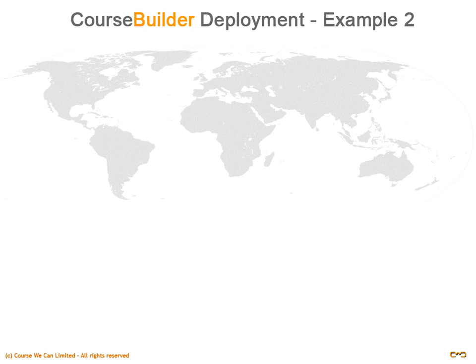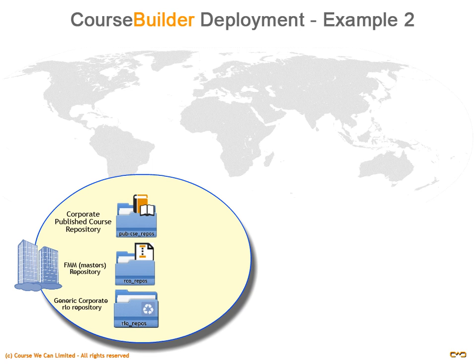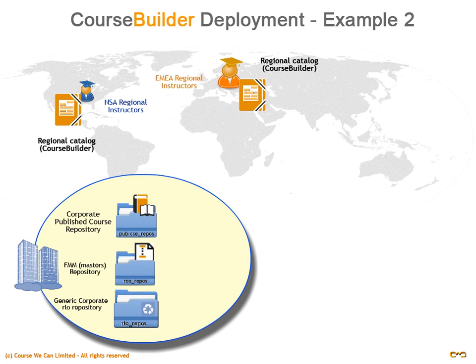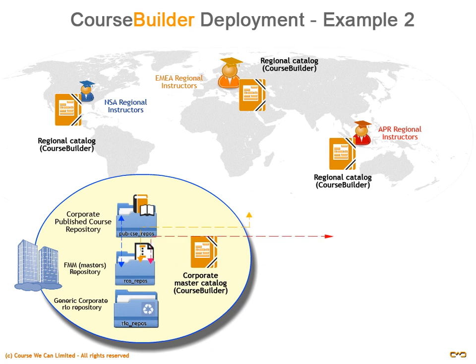CourseBuilder deployment, example 2. This example is where a training organisation does not have the luxury of instructional designers or developers in either the product groups or maybe only limited support at corporate headquarters. This is where the instructors or field trainers are provided with CourseBuilder licenses, which allows them to get access to the course catalogues and carry out edits, updates and publishing.